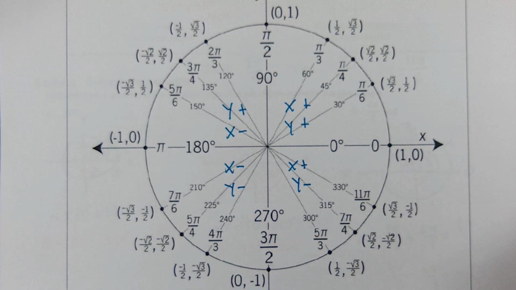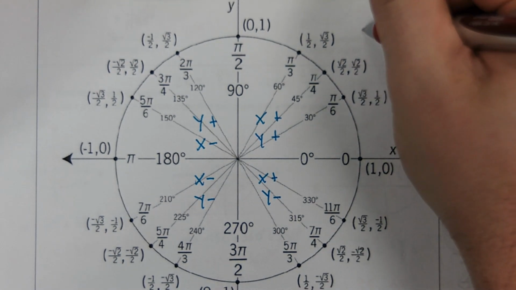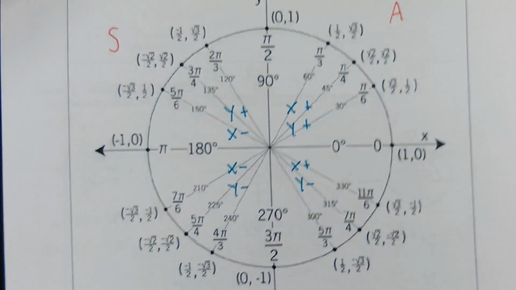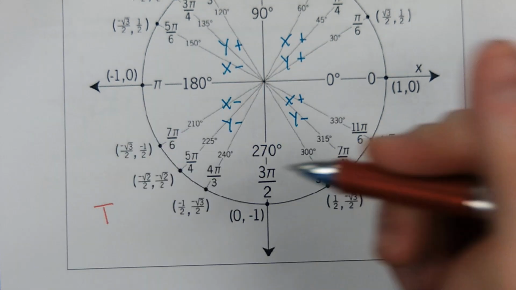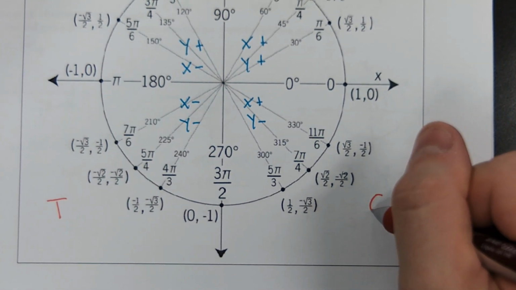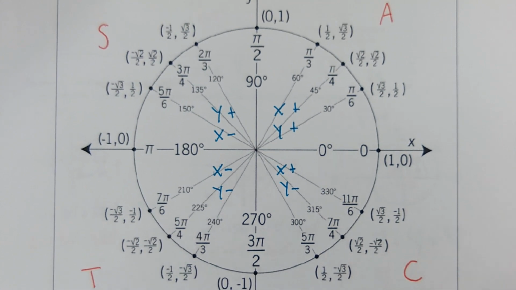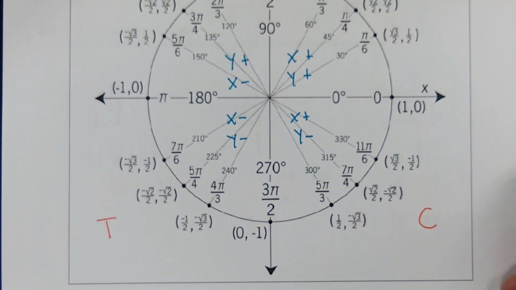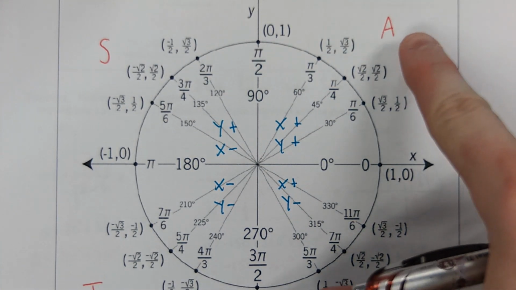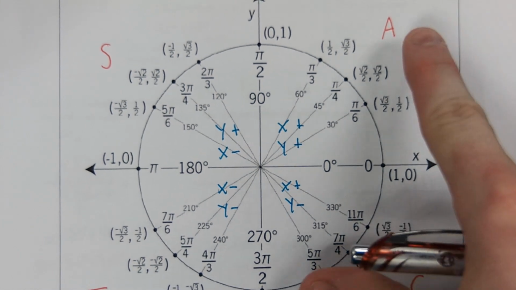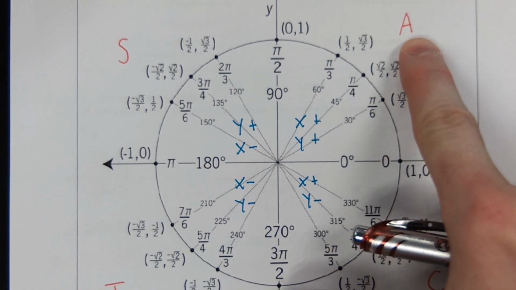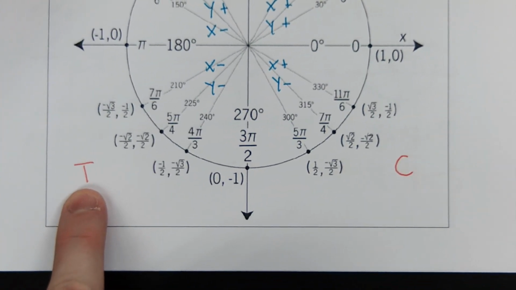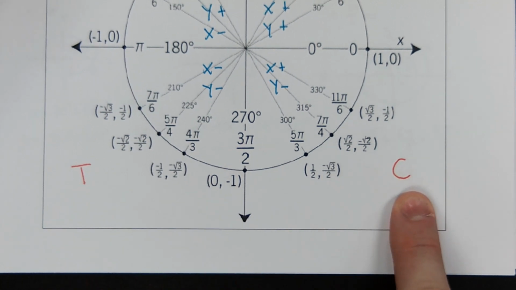I'm going to put some letters on this thing. Here they are. A, S, T, C. All students take calculus. Of sine, cosine, and tangent, all are positive here. Sine is positive here. Tangent is positive here. Cosine is positive here.